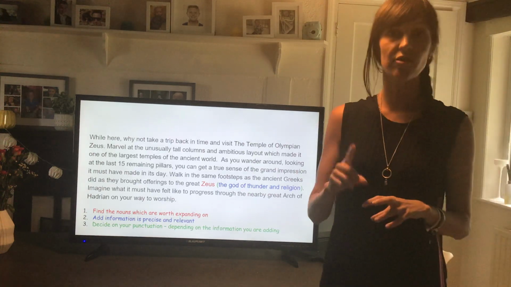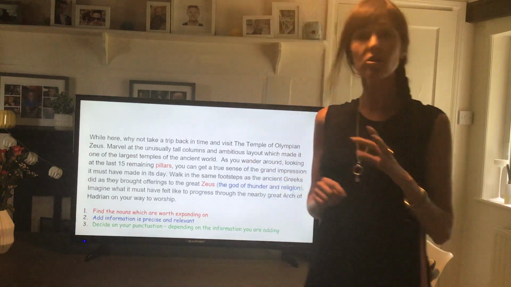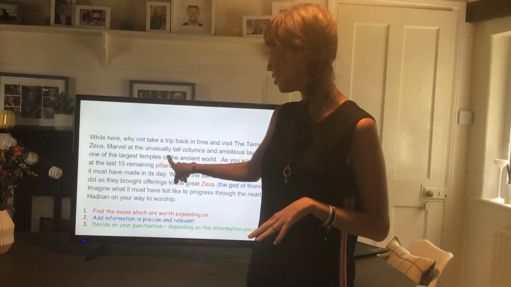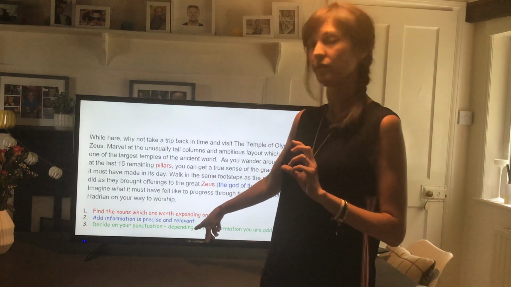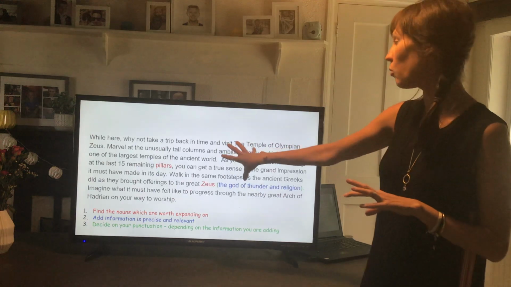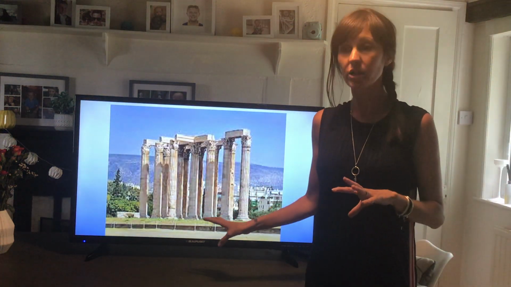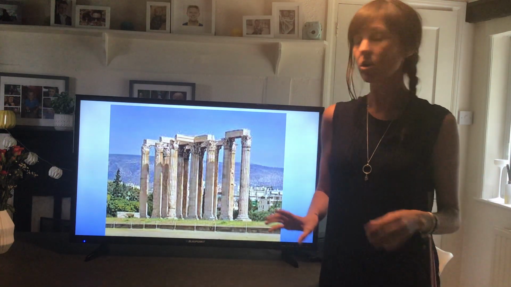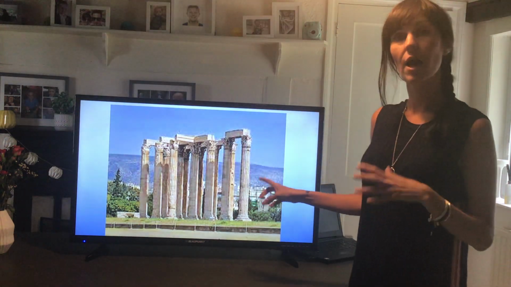Okay, so let's have a go at another one together now. So let's have a look at the pillars. What I'd like you to do now is pause the video, think about the next step. So we've chosen our noun, the next step is going to be adding information which is precise and relevant. Okay, if you're not quite sure what the pillars look like, you might need this to help you, and that's fine. So I'd like you to pause your video, and on a piece of paper or in your workbook, could you now think of some extra information that you could add for me about the pillars?